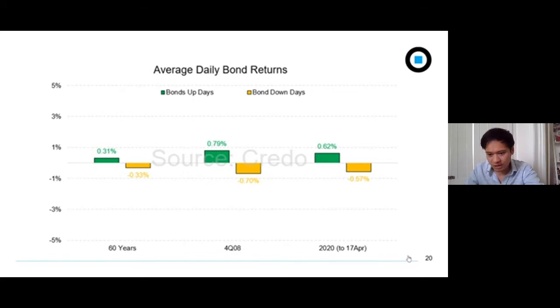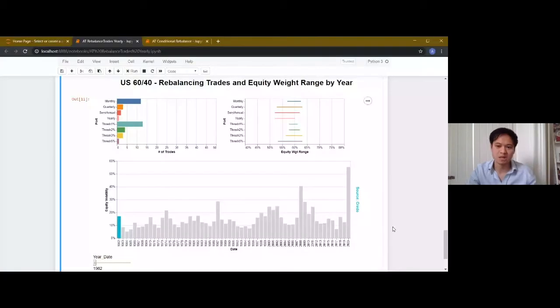So what I'm going to do now is dive into this a little bit further with some more time-sensitive data. What I'm showing here is the US 60/40 portfolio over time. On the top left is the number of trades that are happening for these different rebalancing strategies during any given year, and on the top right, the range of equity weights that the portfolio goes through during those years. The top four are the periodic rebalancing strategies, and the bottom four are the four different thresholds.